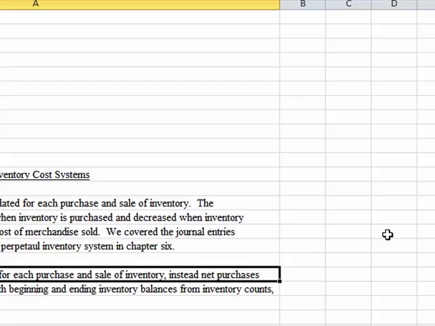But we still cover the periodic method. We're going to look at it a lot in this chapter because if you're just starting out, you might not want to invest in that scanning equipment. And it's still a valid method for sure.